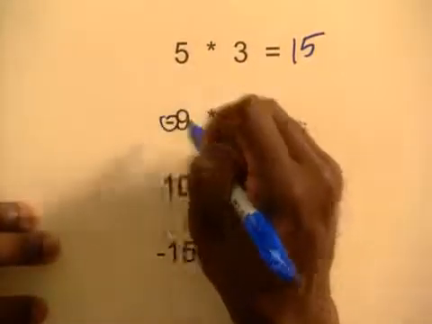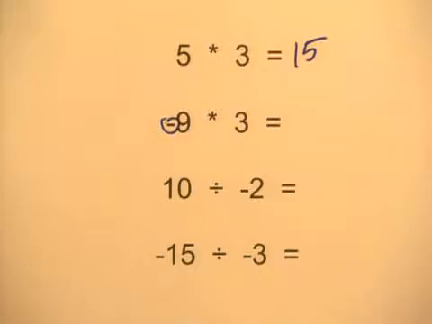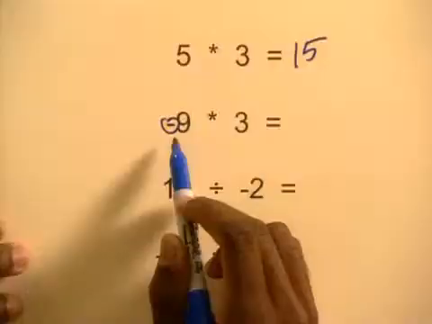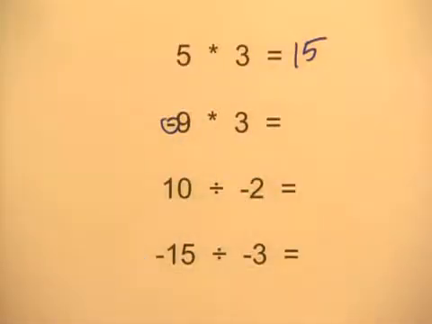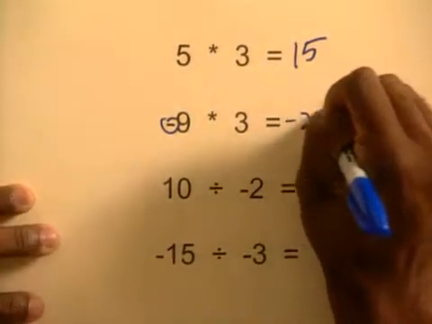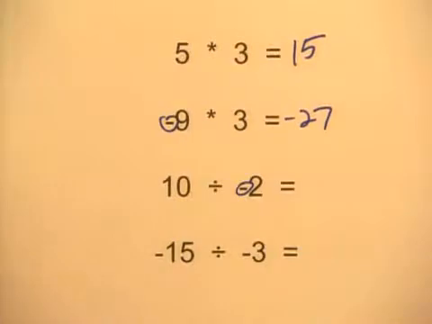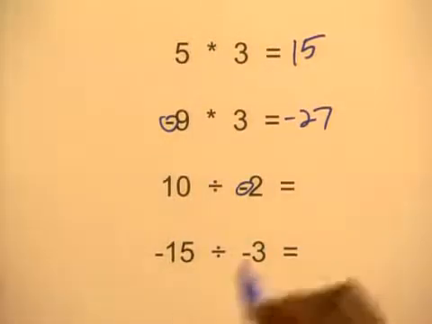So now, what is negative 9 times 3? Negative 3. Oh, close. Negative 9 times 3 would give us what? Negative 27. Very good. Remember, if you have one negative, it ruins the whole bunch, right? Okay, so how about 10 divided by negative 2? A negative 5. Very good.